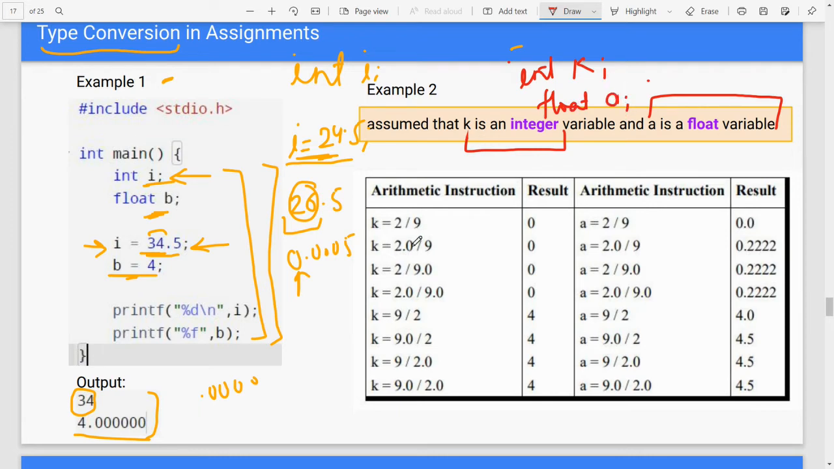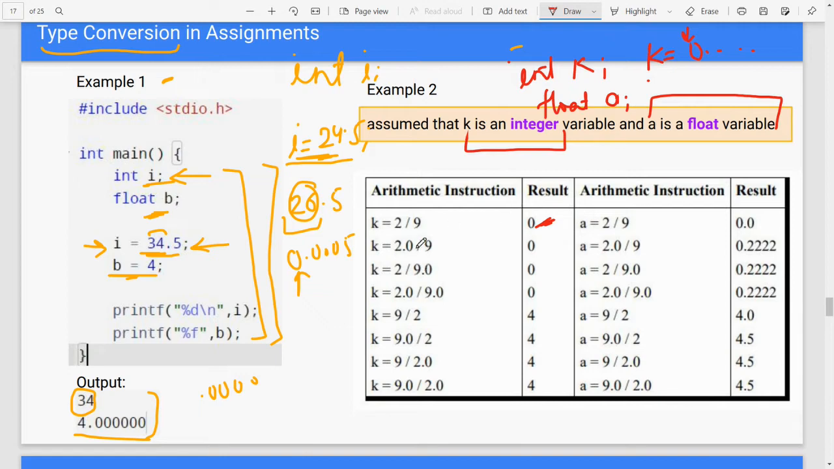Now we are trying to store 2 by 9 inside k. So what is 2 by 9? It is some decimal component, 0 point something something something. And what is k? k is an integer. As I told you, if you're trying to store some float value in an integer, it will just take the integer component. That's why the result here is 0. So these things actually make some sense.